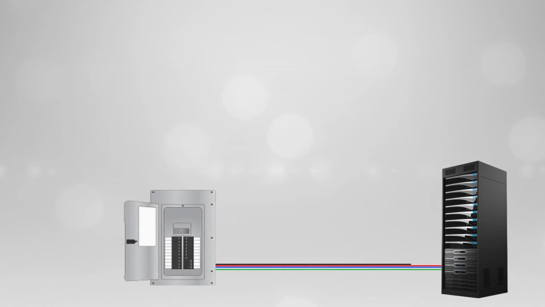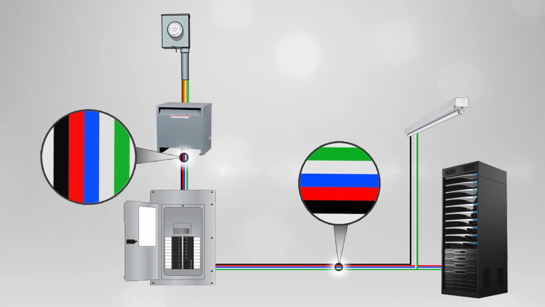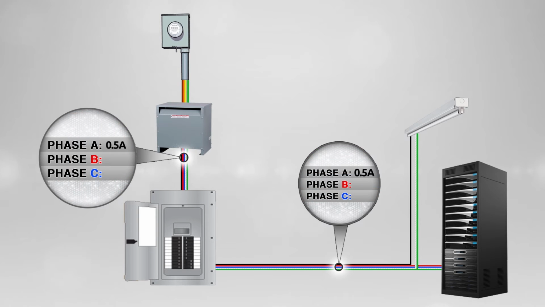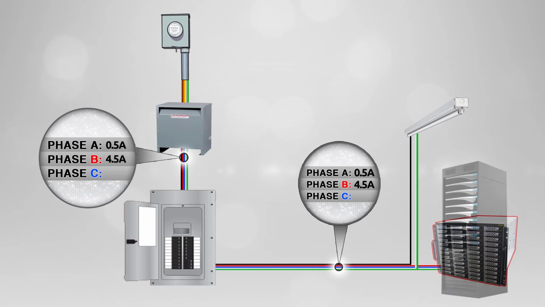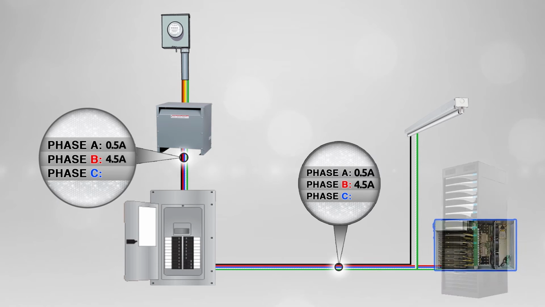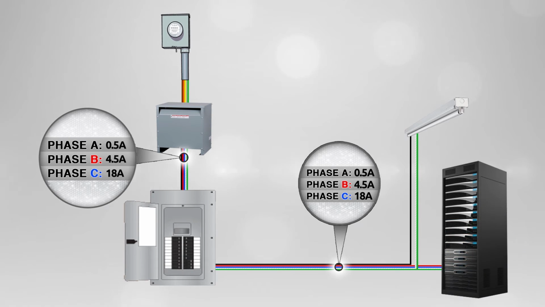This demonstration is done on a server rack installed in an isolated 3-phase 240-volt panel. Phase A contains a small amount of area lighting and has an average current draw of 0.5 amps. Phase B contains mainly storage and has an average current draw of 4.5 amps. Phase C contains a variety of GPU processing and has the highest average current draw of 18 amps. Also depicted here are the ground and neutral wires.